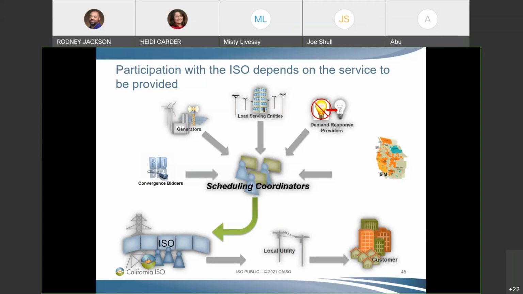Now, SCs may include convergence bidders, demand response providers, utility-owned generation, independent generators, EIM participants. Now, power marketers are entities that do not own or use generation, but act as brokers or sellers between power sellers and power buyers.